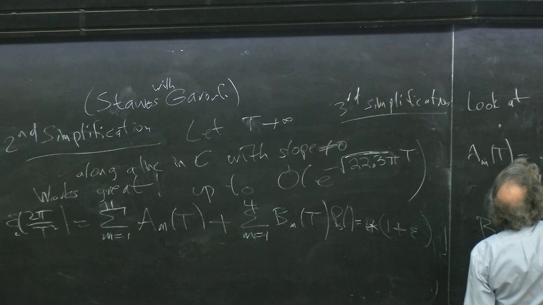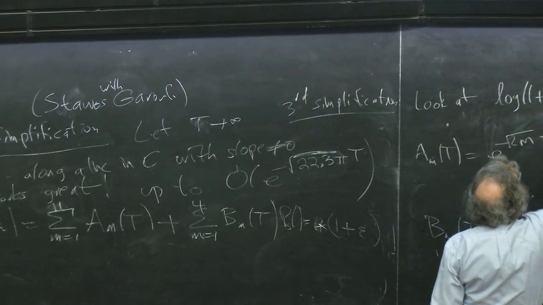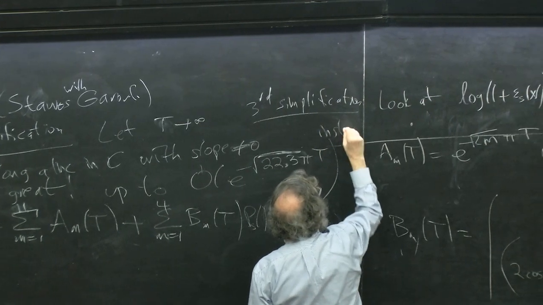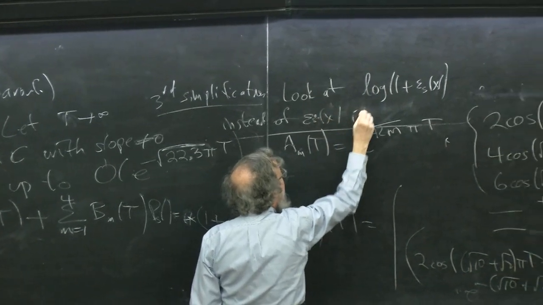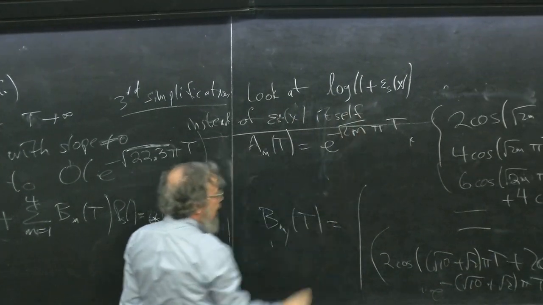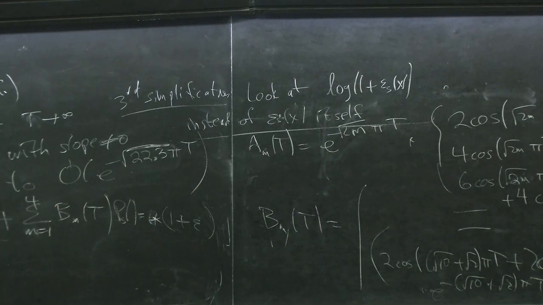at the log of 1 plus epsilon s of x instead of epsilon s of x itself. And now when you do that, at least for this case, which remember, we're still doing the simplest case, s is 2, that doesn't make such a big difference. S equals 3 would go the same way. But we're still only letting x tend to 0, or tau tend to 0, or q tend to 1. We're not yet looking at rational numbers and roots of unity, which I'll do next.